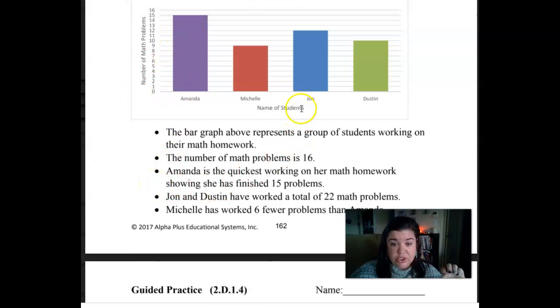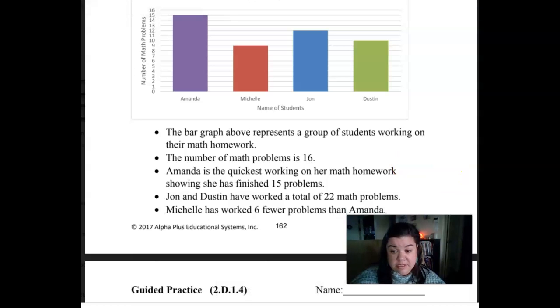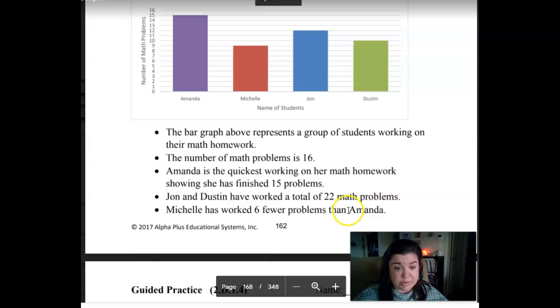And then we have John and Dustin, who have worked a total of 22 math problems. How we know that is we go over here and John worked 12 and Dustin worked 10. So we add those two numbers together and that gives us our 22. That's how we got 22 here.